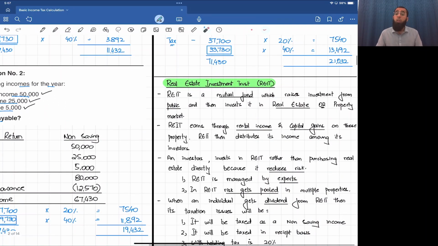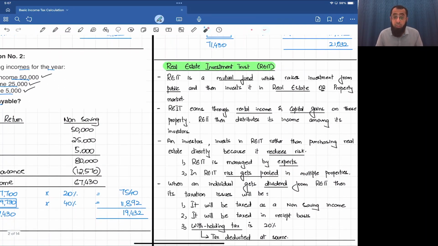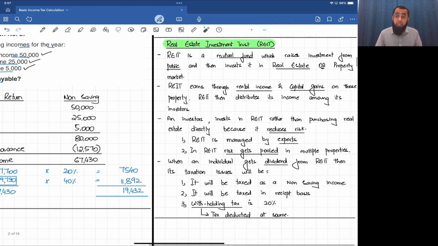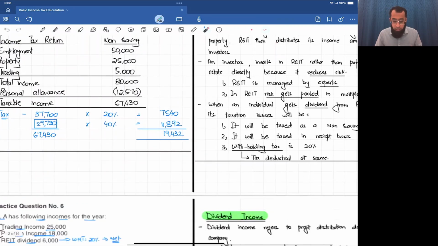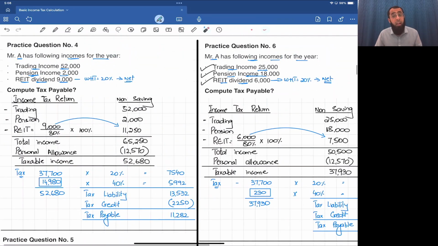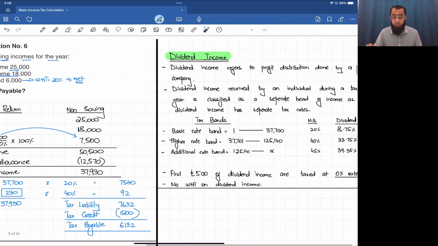Then we had a discussion on the concept of real estate investment trusts, which are mutual funds that raise investment from the people, and then invest in the real estate or the property market. From the tax perspective, the dividend received from a real estate investment trust is not taxed as dividend income. Rather, it's taxed as non-saving income, since it is being earned from the property market. Withholding tax is 20%, and it is taxed on the receipt basis. We looked at all of these issues in the previous class, and we had a lot of practice questions also.